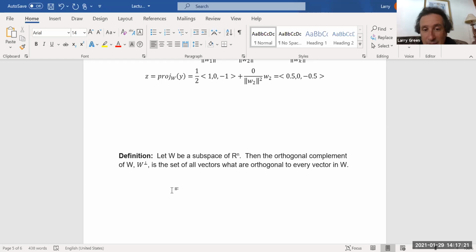Okay. So let me give you this next definition. Let W be a subspace of R^n. Then the orthogonal complement of W, which we call W perp, is the set of all vectors that are orthogonal to every vector in W. Nobody uses the whole word perpendicular, but for some reason everyone calls it W perp. Okay, so see if you can picture this in your head. Let's say we're in R^3, and let's say W is a line going through the origin. What do you think W perp is?